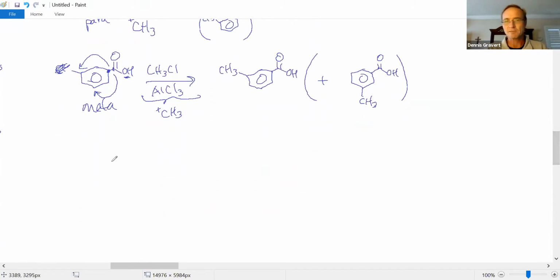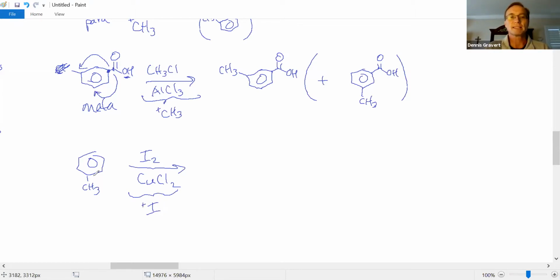Okay, what else do we got? A couple more examples. What about the methyl group? And let's put an iodine on there. What was their catalyst? Yeah, CuCl2. Okay, let's predict the products here. What's going to go on the ring? An iodide. I know, the electrophiles are I+, but iodide's going to head to the ring.